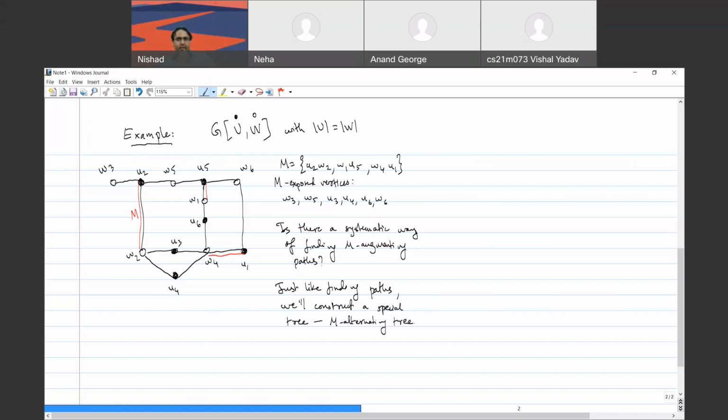All right. So we want to find a path between two vertices that are both M exposed, right? And in particular, we want the path to be alternating with respect to M. So when you do BFS or DFS, you start at a certain vertex, right? You think of that as your root vertex. And then you have a tree rooted at that vertex. So where should we start? Where should we root our tree at? One of the exposed vertices. Exactly. So let's construct a tree rooted at one of the exposed vertices.